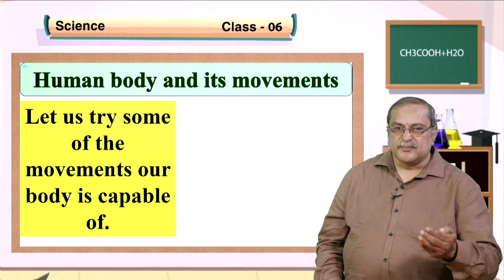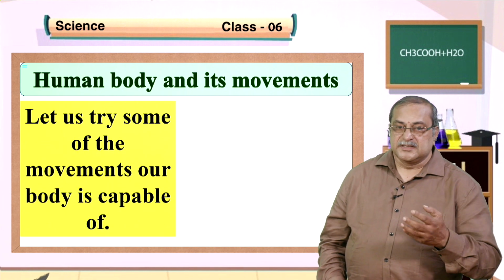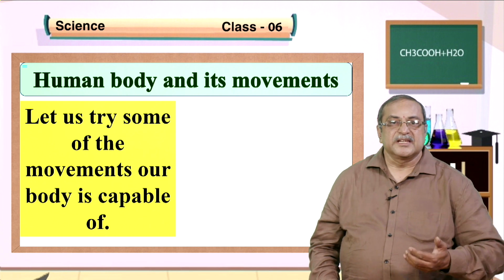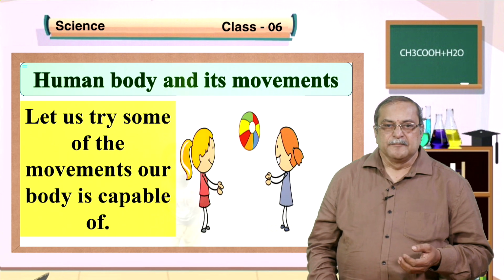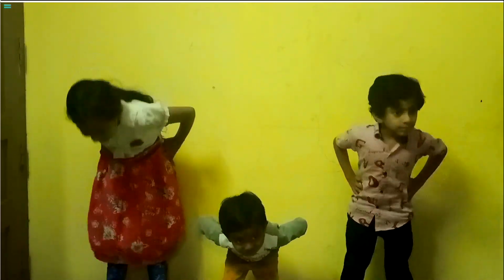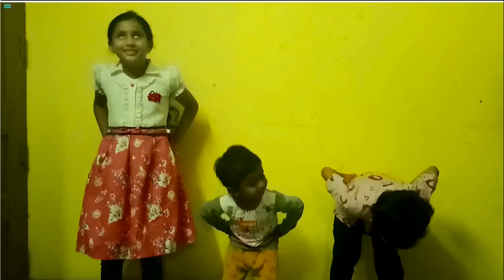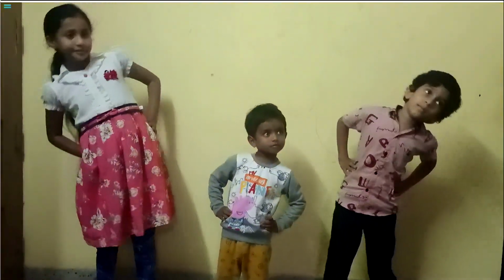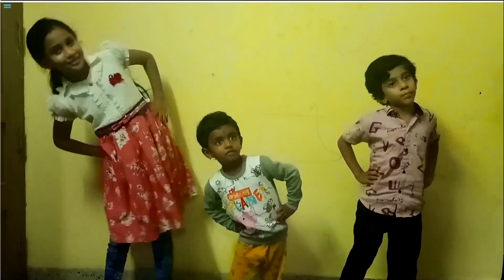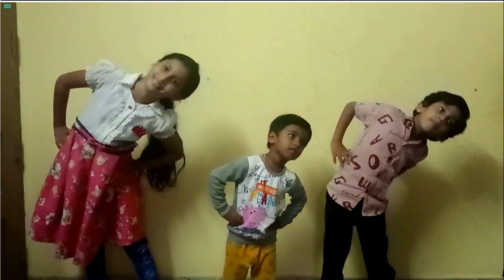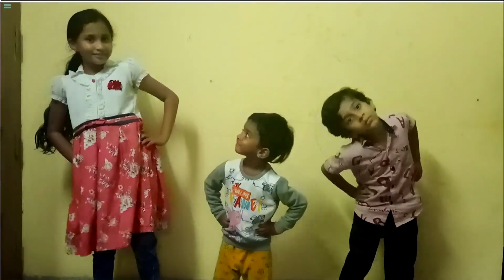Okay, let us try some of the movements our body is capable of. How many types of movements can our body do? That I'll see. Okay, observe what they are doing. They are bending the backbone. Okay, sideways they also bend. See, twisting the hip. So these are all different. So think which body parts are moving.